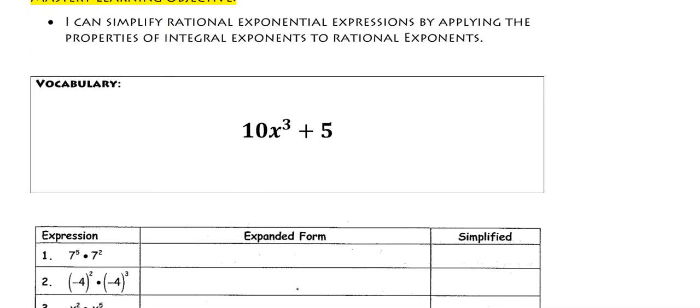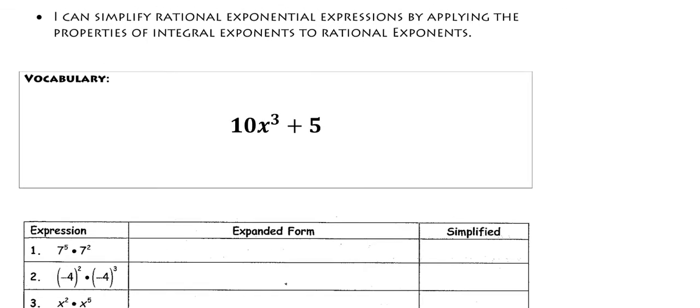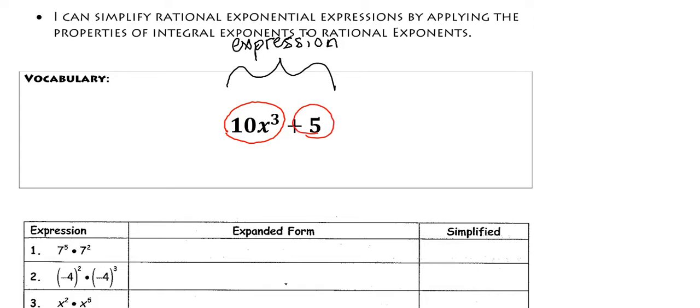First of all, this whole thing right here, the 10x cubed plus 5, is an expression. And then within that expression, we have two terms. I'm going to write this in red. We have 10x cubed and then positive 5. Those are terms. An expression can have as many terms as you would like.